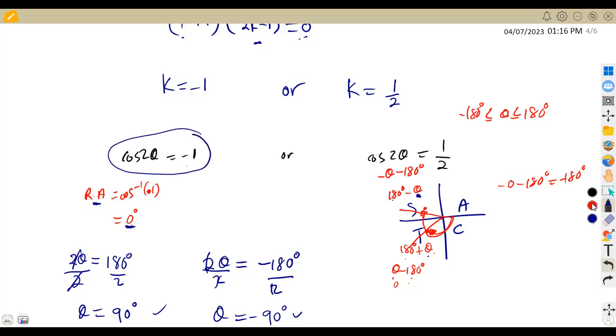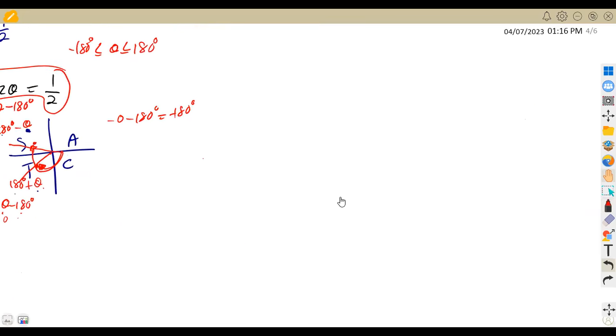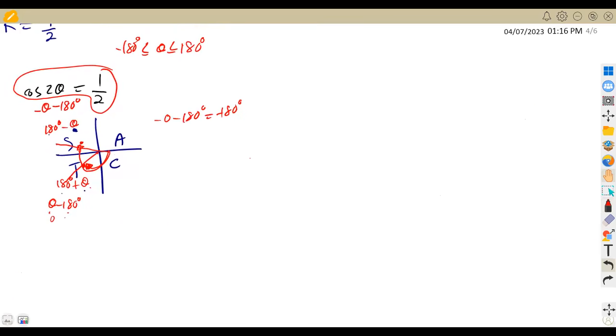But remember, we also have another solution where cos 2 theta is equal to a half. So we are going to take this now as another solution. Cos 2 theta is equal to half. We do the same thing. We find the reference angle just like previously. Cos 2 theta is equal to a half.